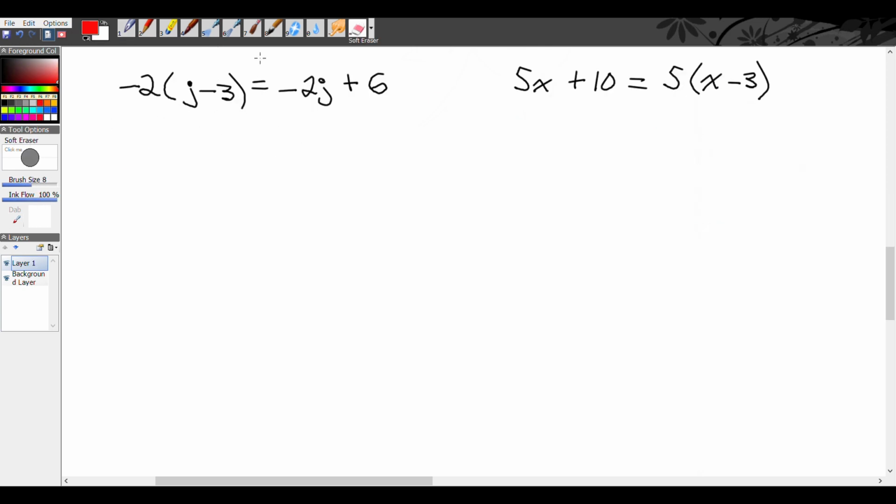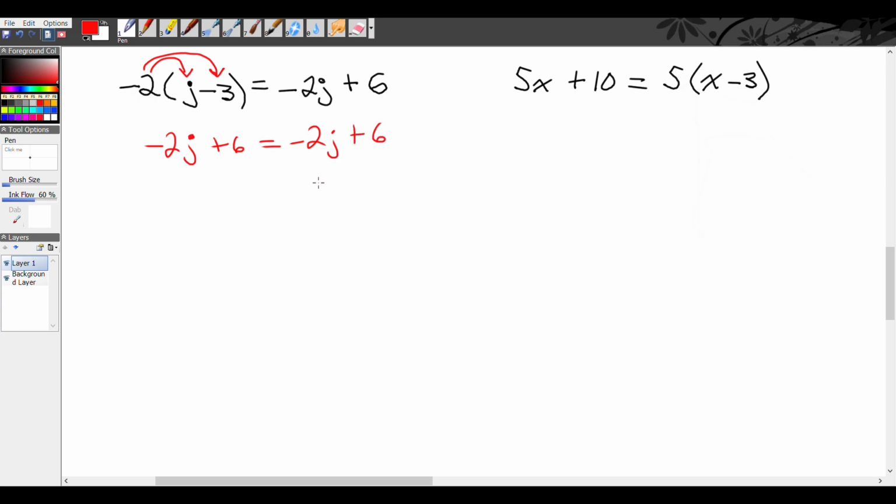All right, so let's go ahead and take a look at this second to last example. This is another example of an equation with variables on two sides. But as you can see here, first we need to go ahead and apply the distributive property. So let's get to it. Negative 2 times j is negative 2j. And then negative 2 times negative 3 is positive 6. We'll bring down the other side and we see negative 2j plus 6.